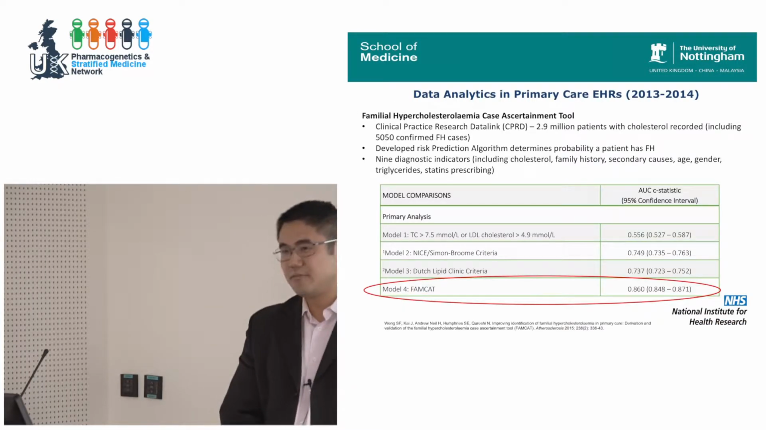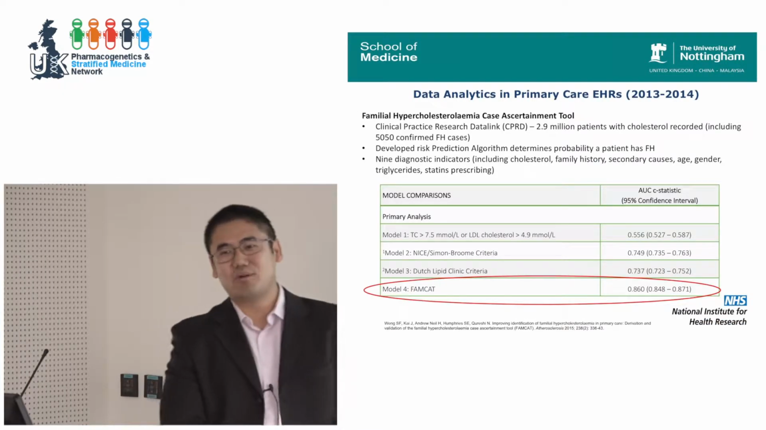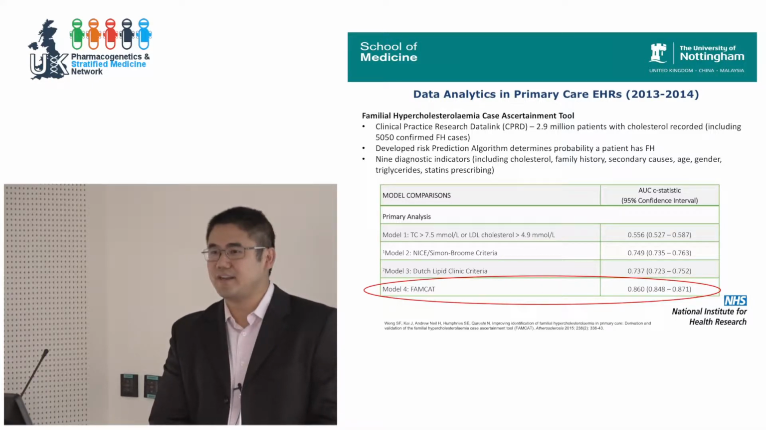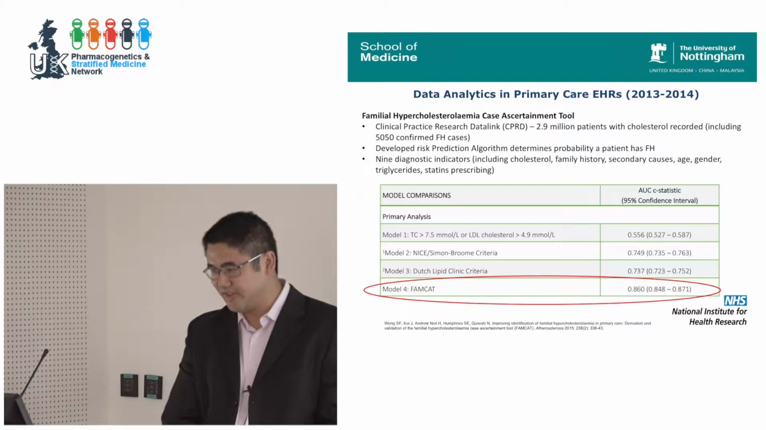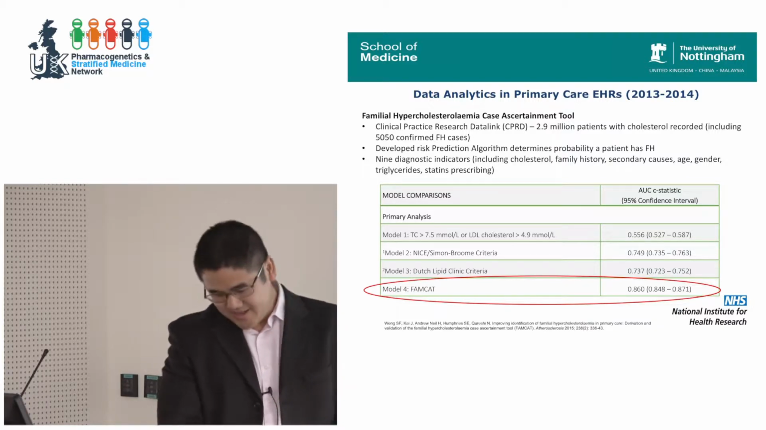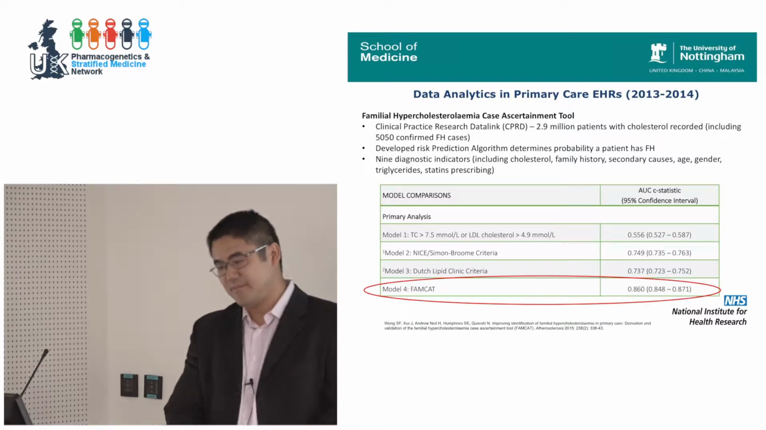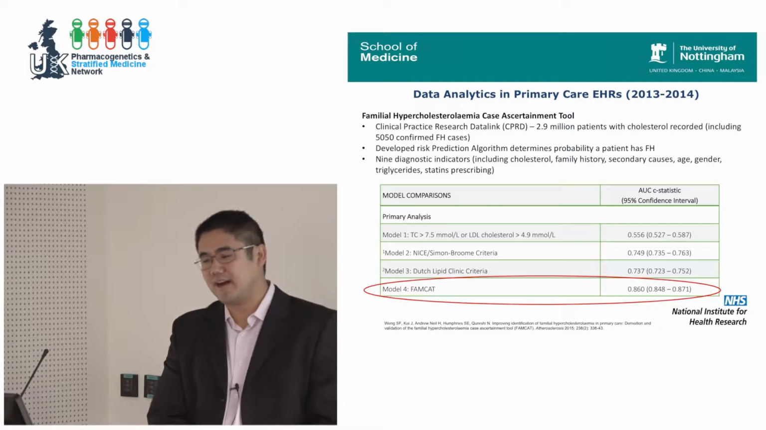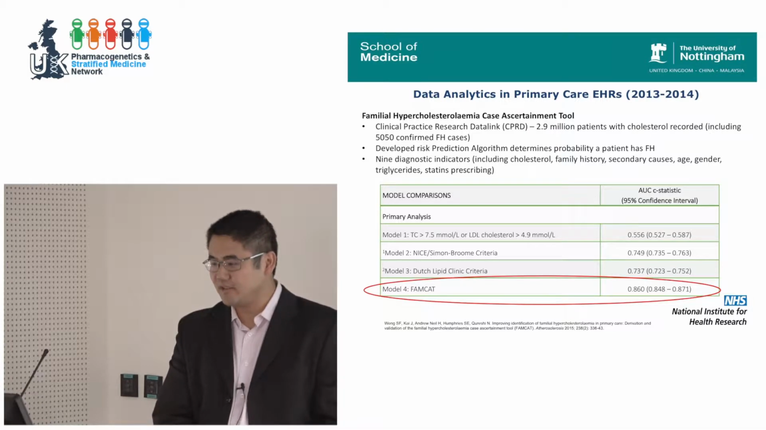The first thing we did was to understand in primary care the etiology of the condition. So we did some database modeling initially, and this was using patient records from the Clinical Practice Research Datalink. And we extracted from that data set 2.9 million patient records, including 5,000 confirmed FH cases.